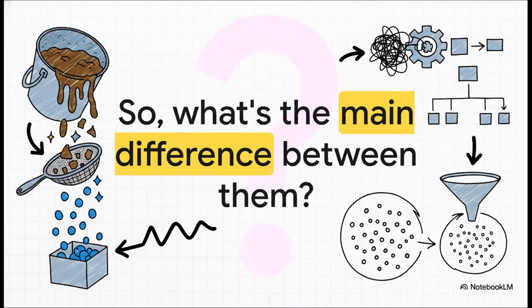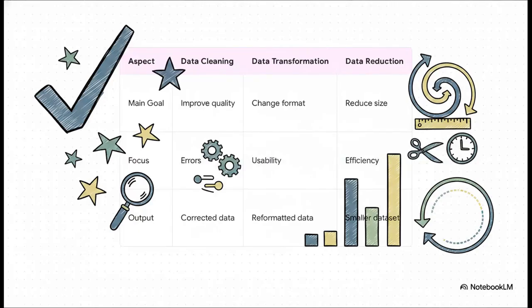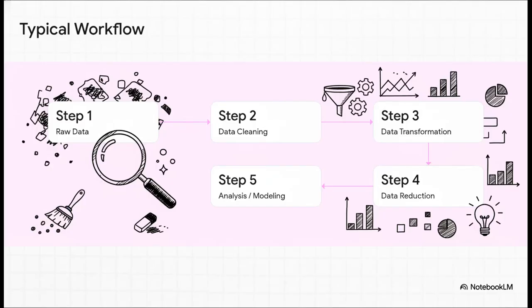Okay, so we've seen all 3. But what's the actual difference between them? Let's break it down. And here's the bottom line. Cleaning is about quality. Transformation, format. And reduction is all about size. Usually, you'll follow these steps in order. You start with the raw data, clean it up.